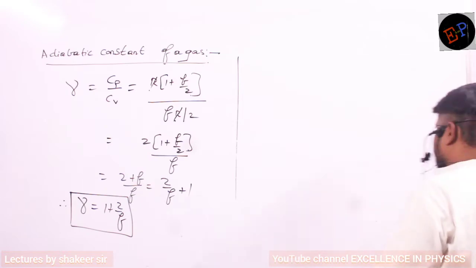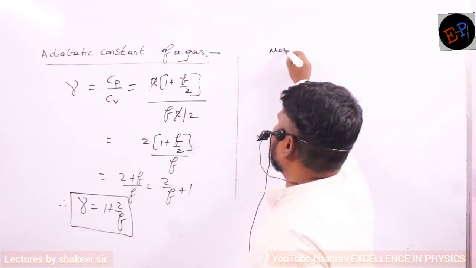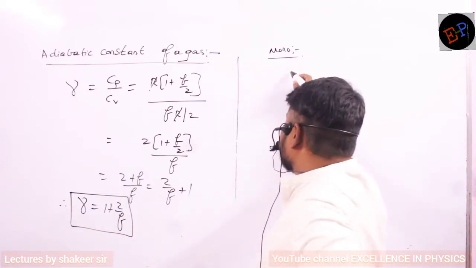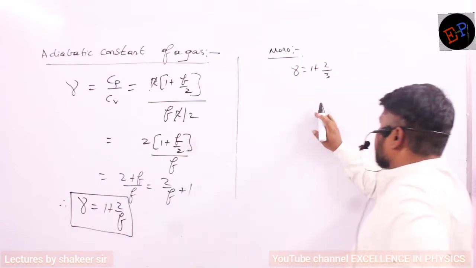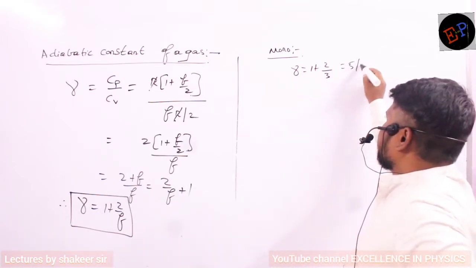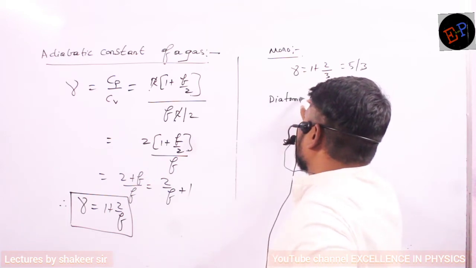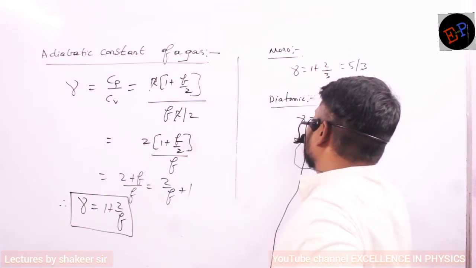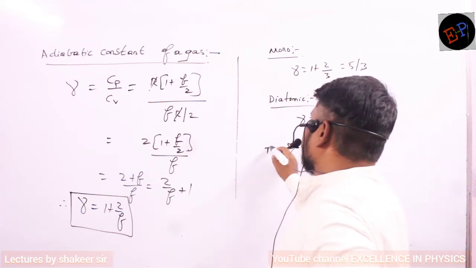Okay. So for a monoatomic gas, the gamma value is 1 plus 2 by 3. That's all. So 5 by 3. For a diatomic gas, gamma is equal to 1 plus 2 by 5, which is 7 by 5.